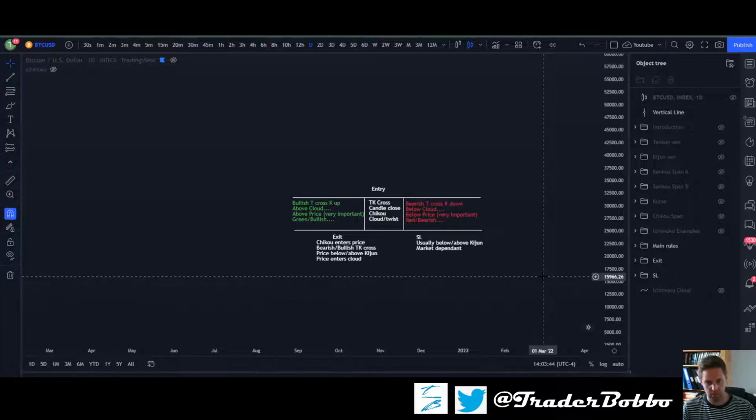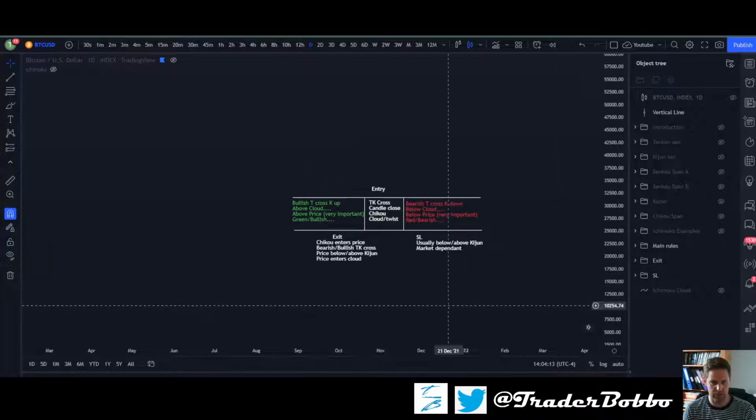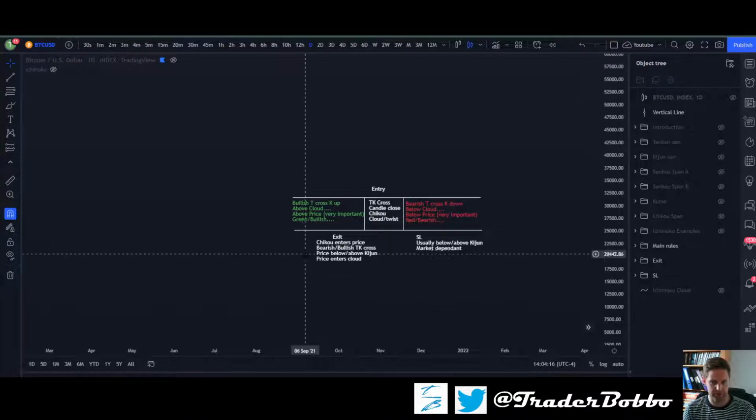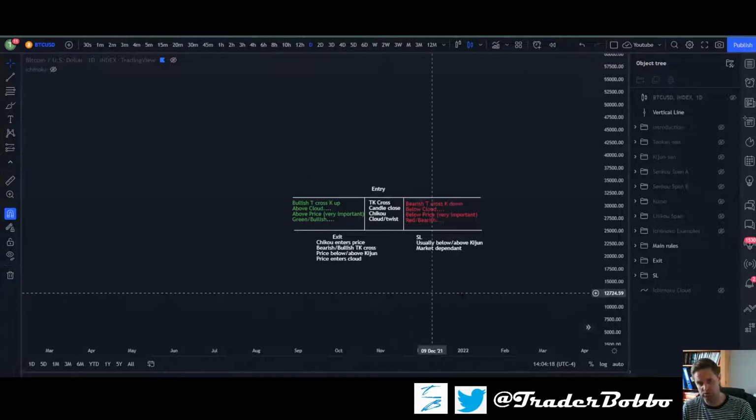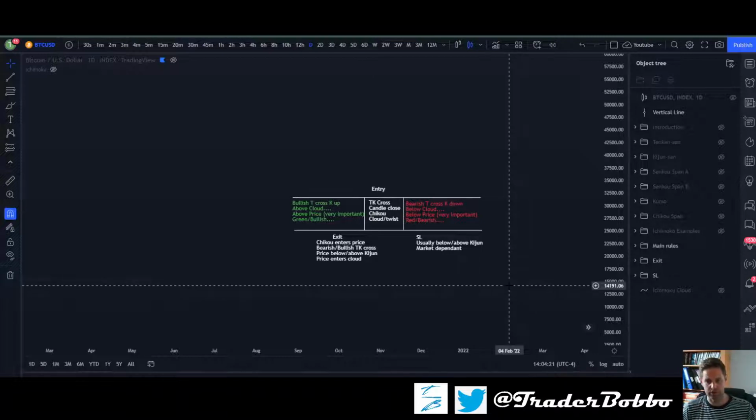Exit strategies: when Chikou enters price, that's a massive warning flag for me. The trend can continue, however I would definitely be taking a chunk off my trade when Chikou enters price. You're looking for a bearish or bullish TK cross, depending on if you're long or short, price to be above or below Kijun, and price entering the cloud. There are a few different methods. You can take one of them, you can take all four, you can take 25% off each one, or you can work out your own strategy there.